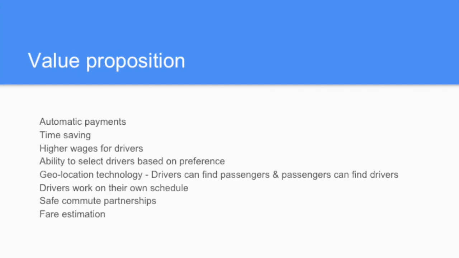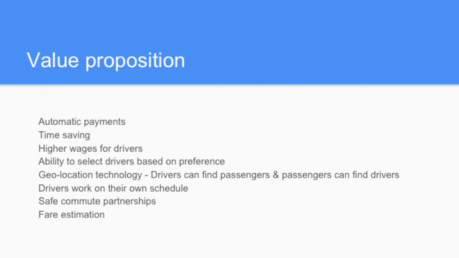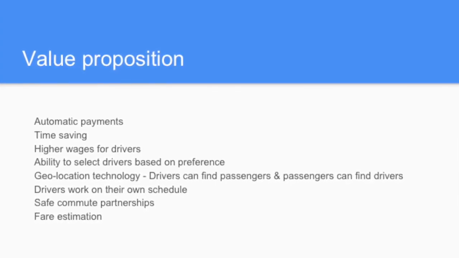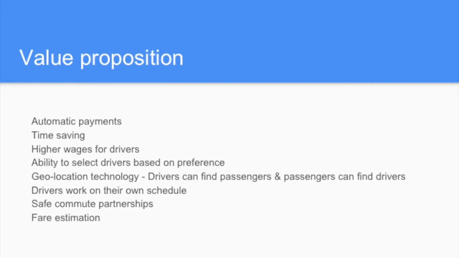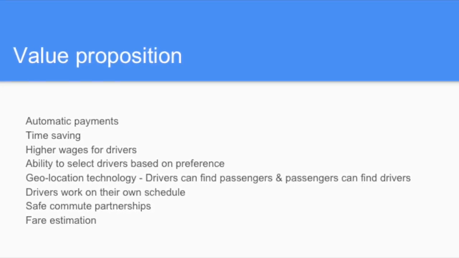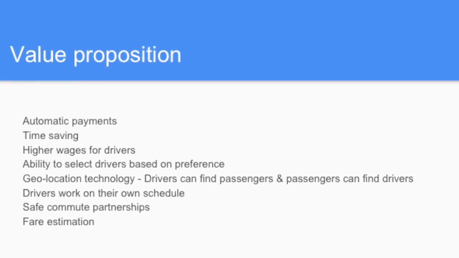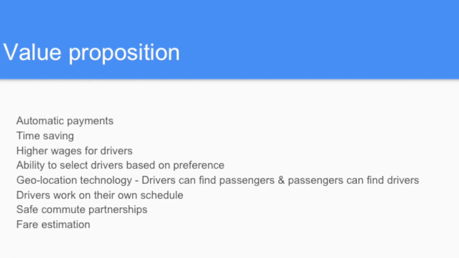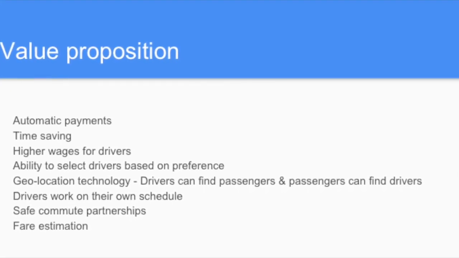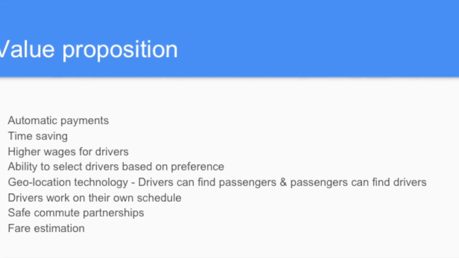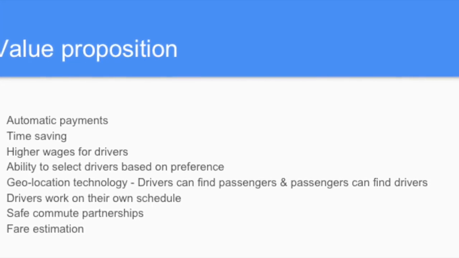Coming back to the value proposition, these are the kinds of things that Uber is trying to provide for their consumers. Automatic payments, time saving, higher wages for drivers, ability to select drivers based on preference, geolocation technology so drivers can find passengers and passengers can also find drivers, drivers work on their own schedule, safe commute partnerships, and a fair estimation.